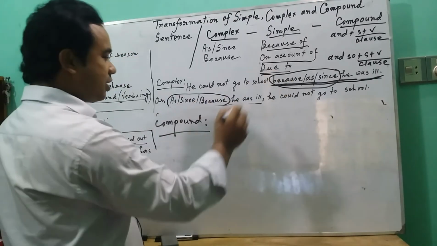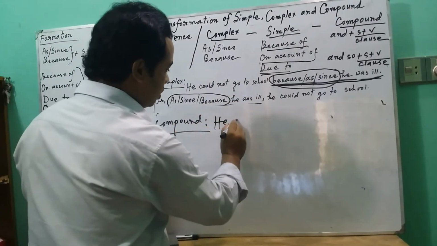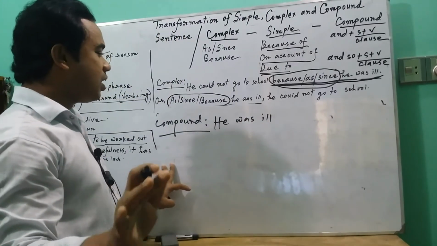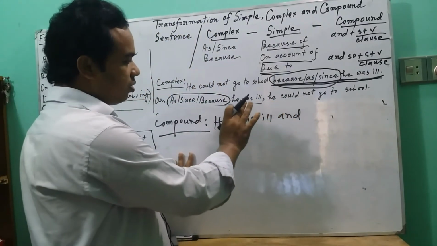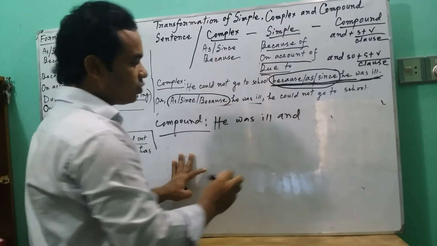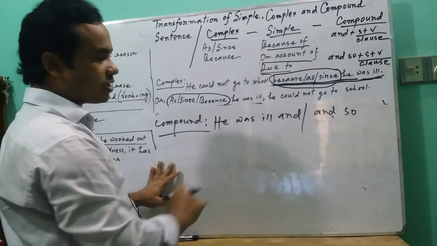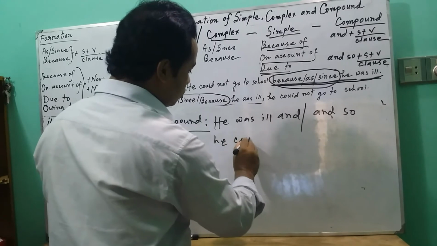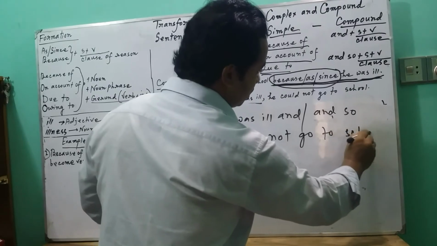For example, he was ill. In this case you have to mention the clause of reason. He was ill, and so, in place of the comma we are using the coordinating conjunction and so. And write the rest of the sentence. He was ill, and so he could not go to school.